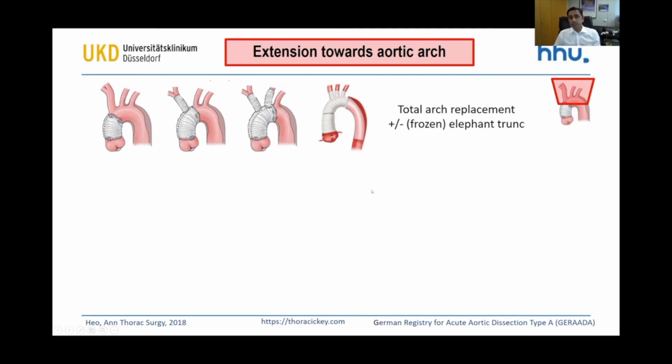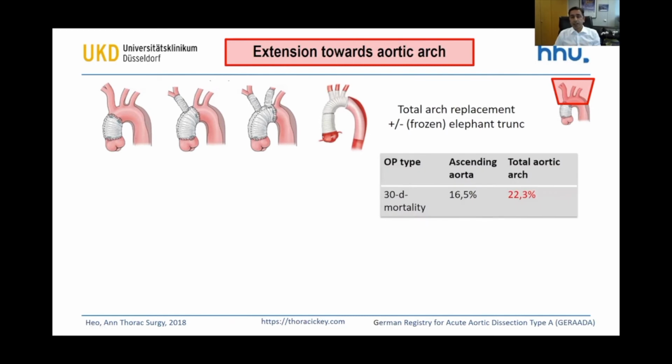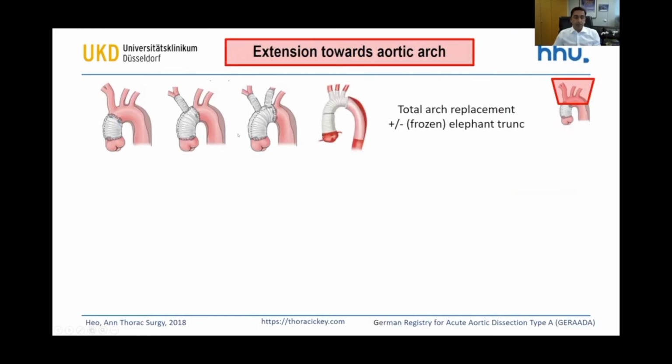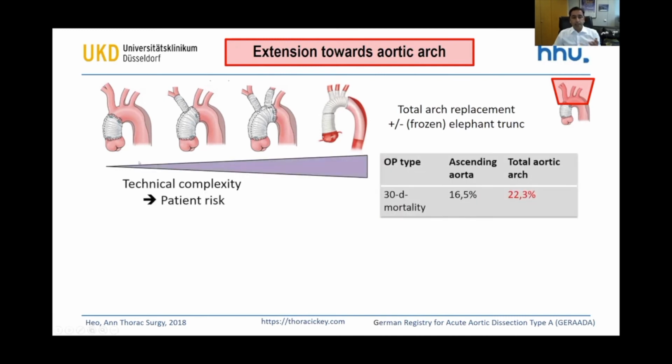Our policy is, when we see a tear in the aortic arch, we have to address that. On the other hand, we can do that in different steps. You can extend the distal anastomosis towards zone 1, 2, or even do the total arch replacement with or without an elephant trunk. Nowadays, we have elegant devices providing a frozen elephant trunk. However, you have to keep in mind that technical complexity considerably increases with these steps, going from left to right. And along with this, the risk for the patient also increases considerably.